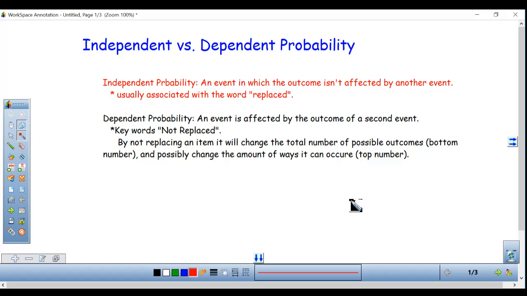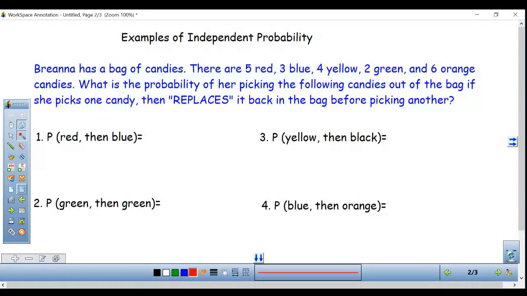Dependent probability is when an event is affected by the outcome of a second event. Keywords: not replaced. Big hint here. Keywords of dependent probability is not replaced. By not replacing an item, it'll change the total number of possible outcomes, or the number on the bottom, and possibly change the amount of ways it can occur, or the top number. And we'll get more into this in 2 slides. But first, let's go ahead and go over independent probability.